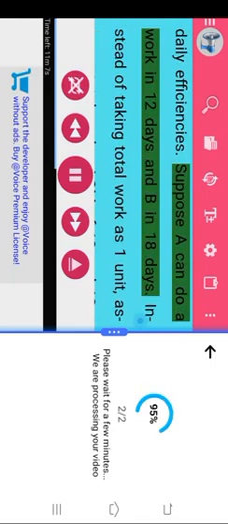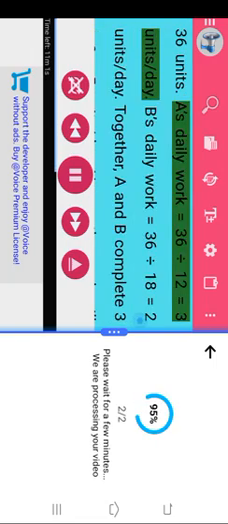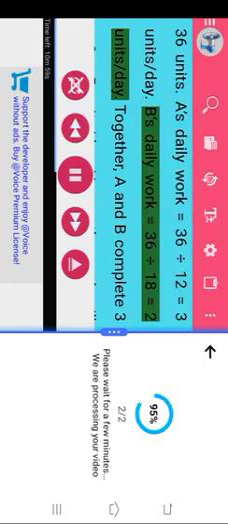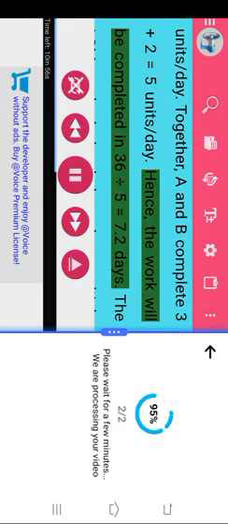Suppose A can do a work in 12 days and B in 18 days. Instead of taking total work as 1 unit, assume total work equals LCM of 12 and 18 equals 36 units. A's daily work equals 36 divided by 12 equals 3 units per day. B's daily work equals 36 divided by 18 equals 2 units per day. Together, A and B complete 3 plus 2 equals 5 units per day. Hence, the work will be completed in 36 divided by 5 equals 7.2 days.